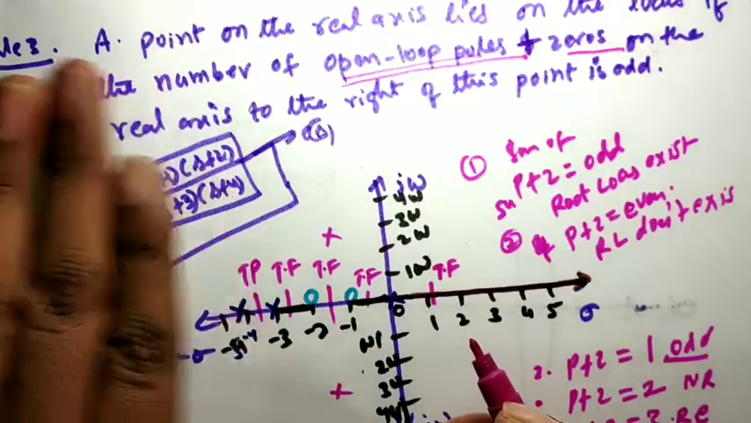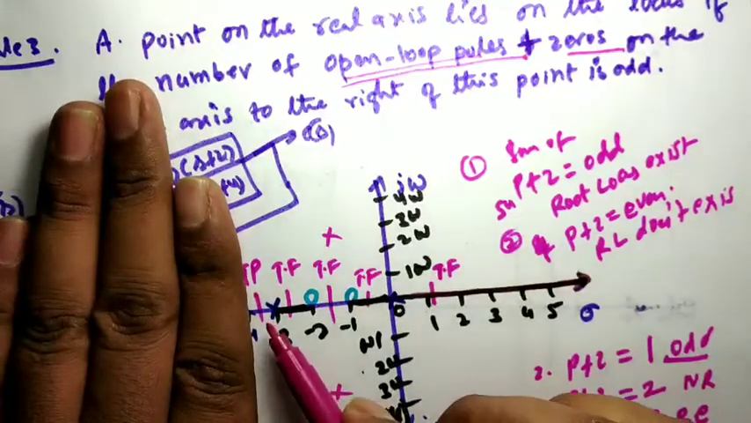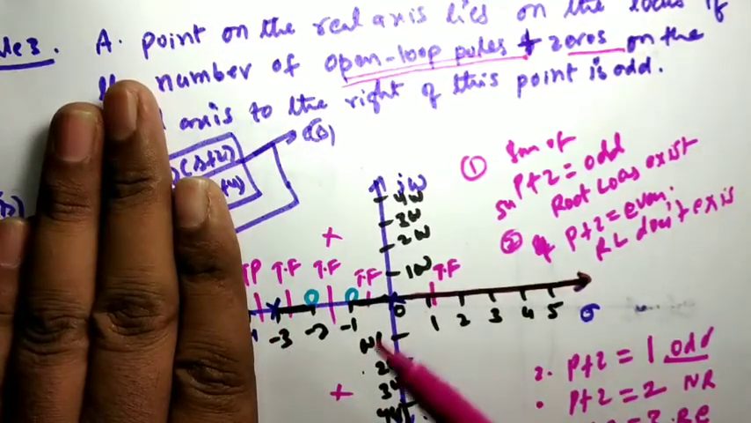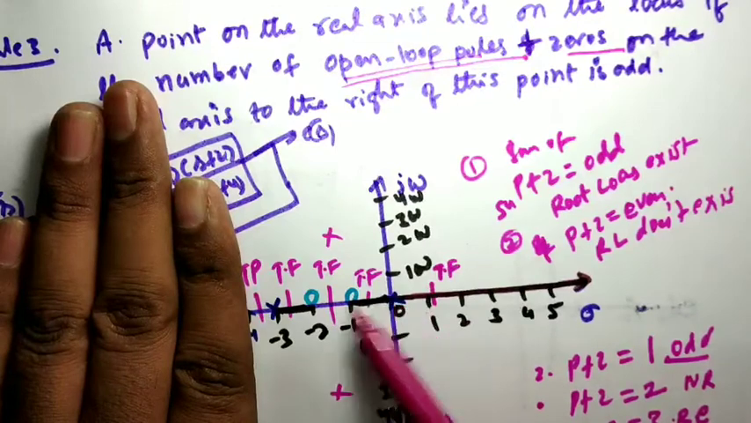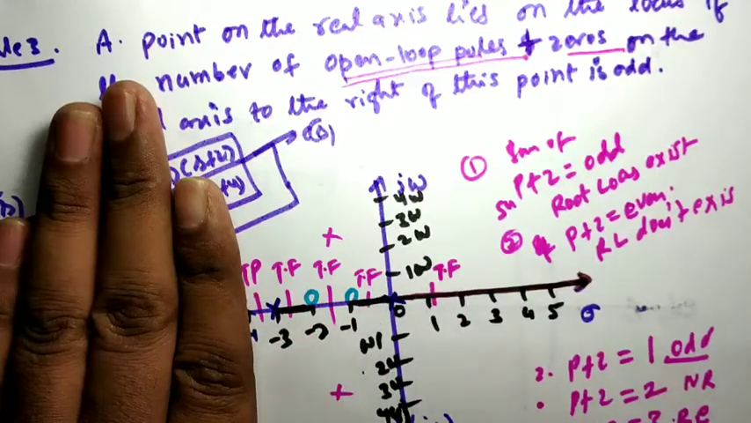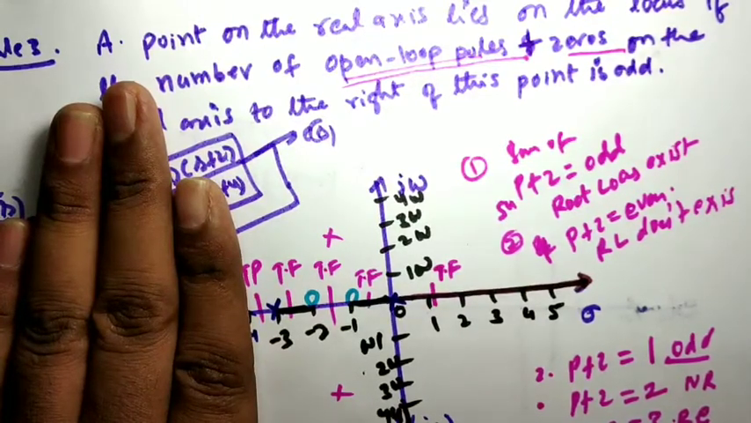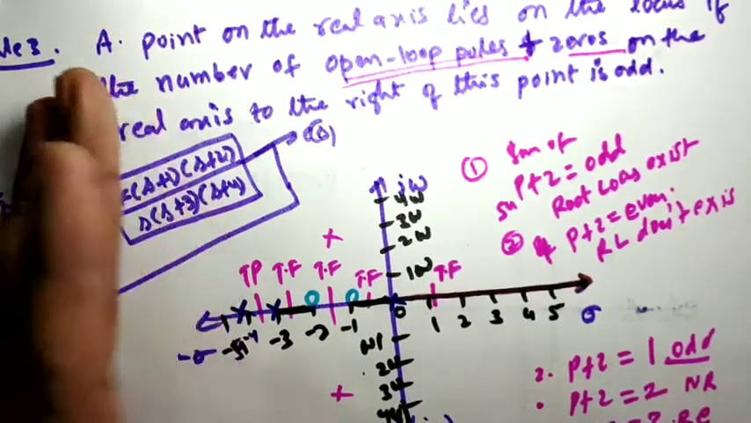so right side of this test point, how many poles and zeros? The number of poles and zeros is 4. So here 2 zeros and 2 poles, so the sum of poles and zeros is 4. So it's an even number. So root locus does not exist here. Root locus does not exist.